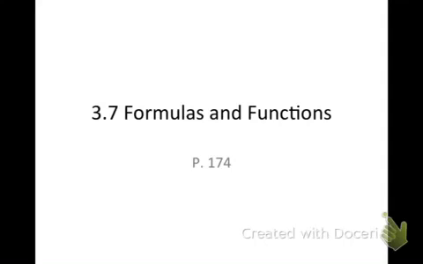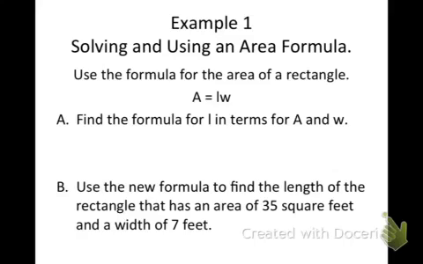Lesson 3.7, Formulas and Functions, page 174. Example 1. Solving and using an area formula. Use the formula for the area of a rectangle. Area equals length times width.